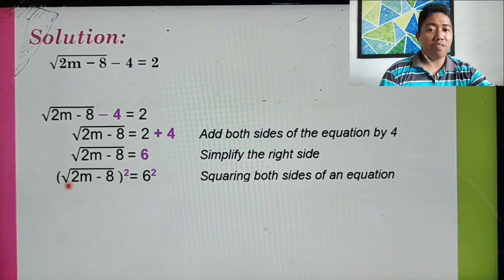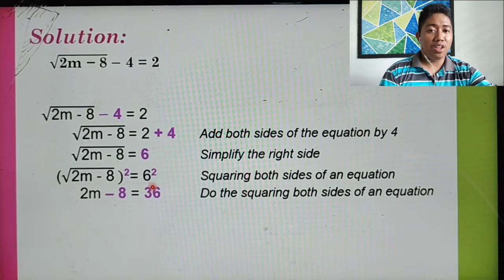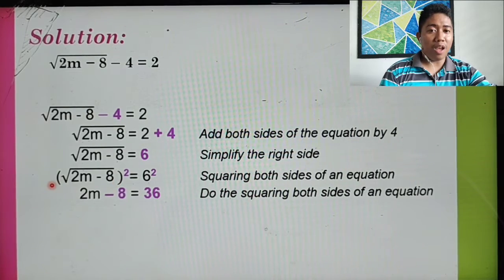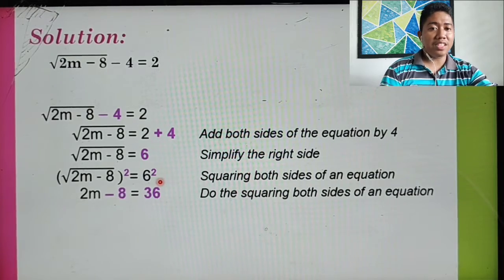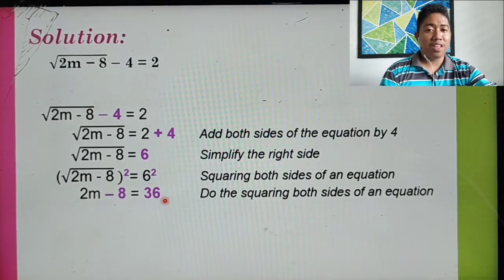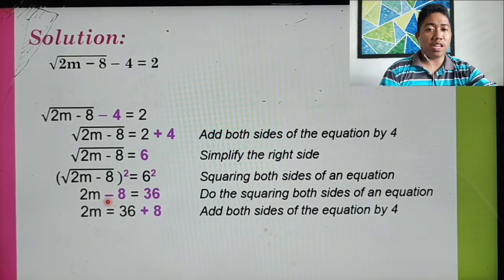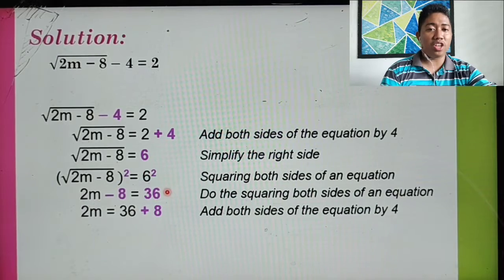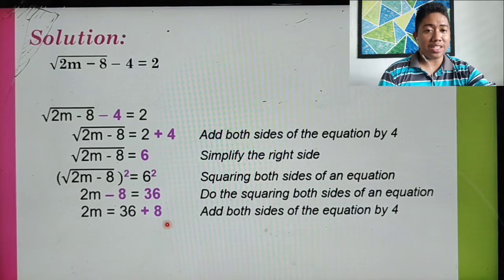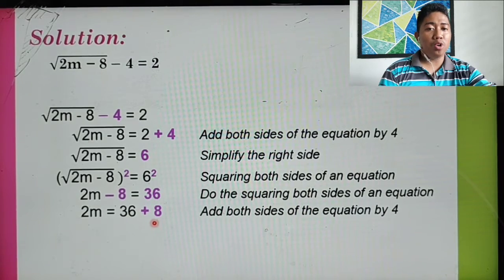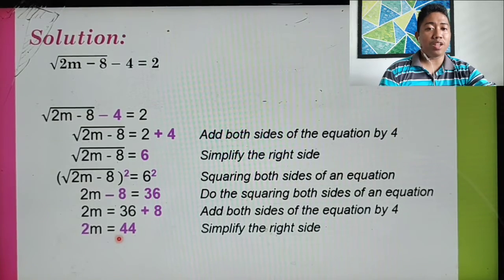So the quantity square root of 2m minus 8, squared, equals 6 squared. And then you are going to simplify. So squaring eliminates the radical sign, so it becomes 2m minus 8, and 6 times 6 becomes 36. And then you'll add 8 to both sides. So since negative 8 transfers to the other side of the equation, it becomes positive 8. So 2m is equal to 36 plus 8. And then you combine 36 plus 8 to simplify the right side, so 2m is equal to 44.